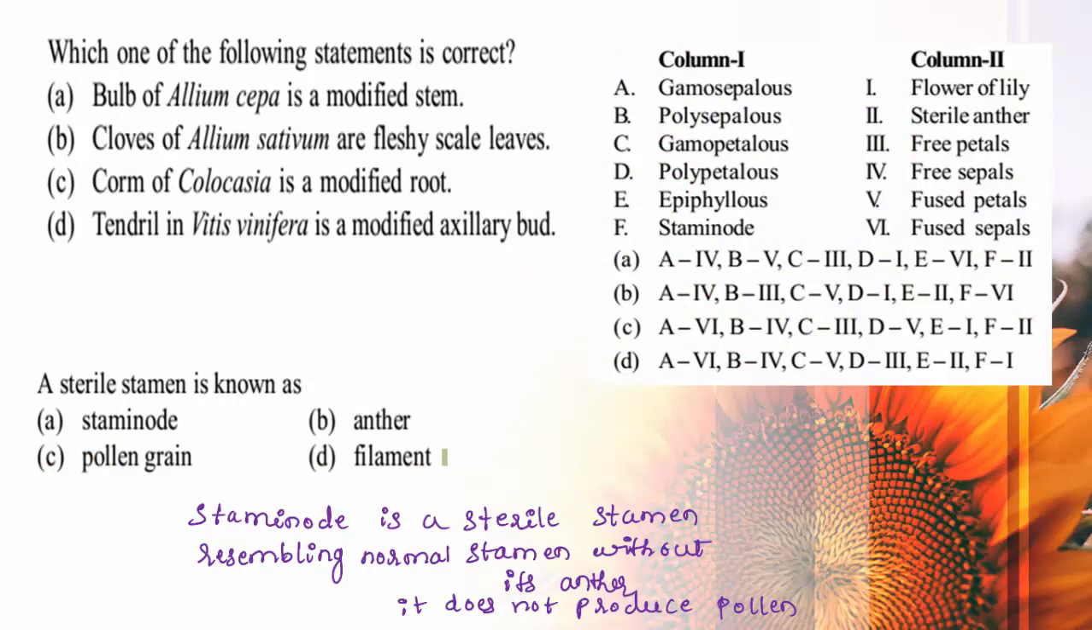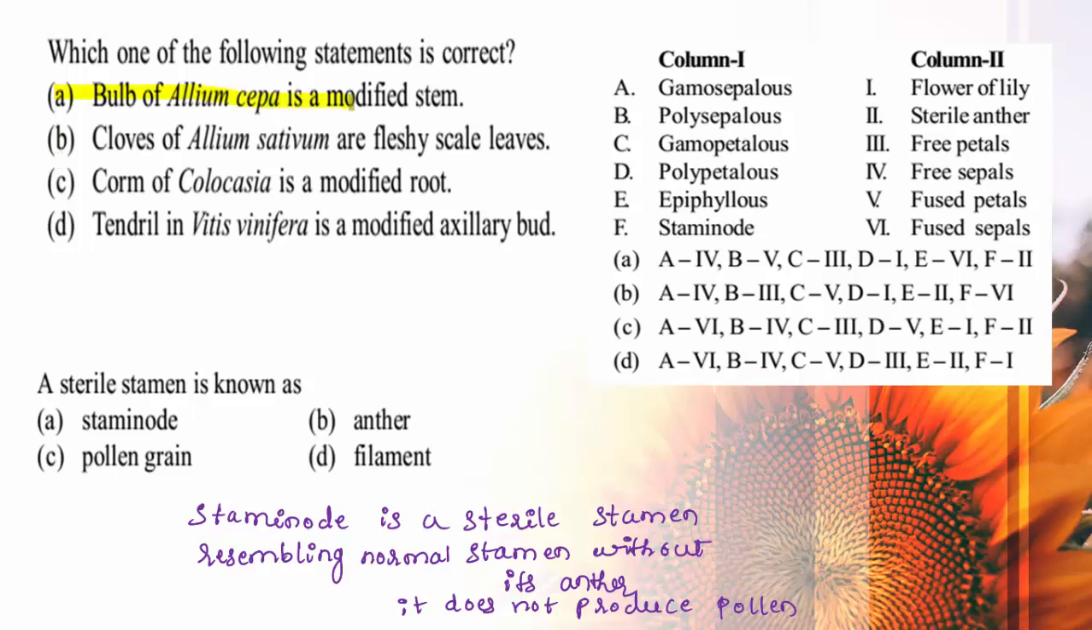Which of the following statements is correct? The bulb of Allium cepa is modified stem. Cloves of Allium sativum are fleshy scaly leaves. Corm of Colocasia is modified root. Tendril in Vitis vinifera is modified axillary bud. So, which is the correct statement? Only option A is the right statement.